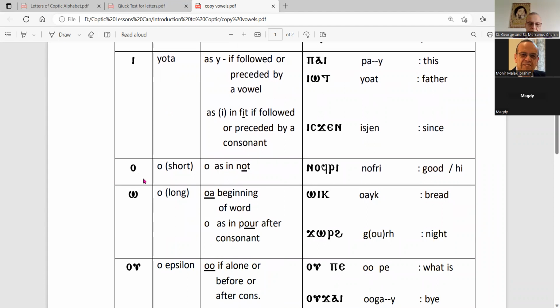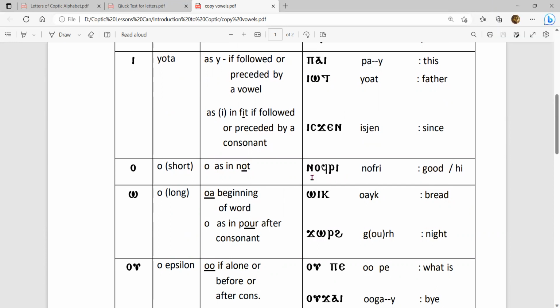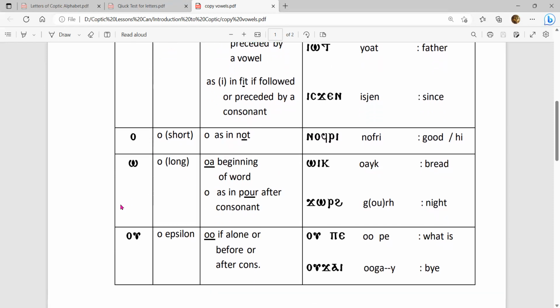Omicron, or O short, is like the O in not. I've chosen the word nofri: nay, omicron, O, phi, F, rho, R, iota, E. Nofri.